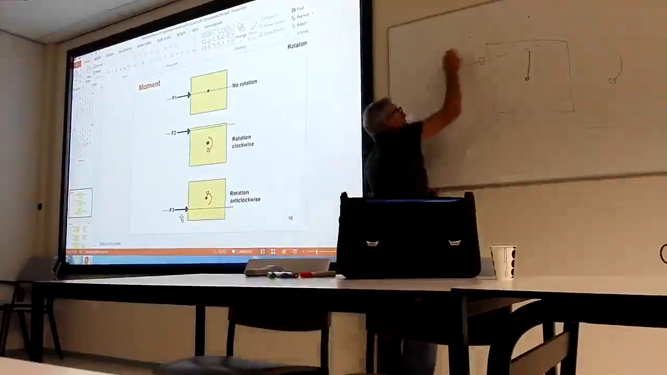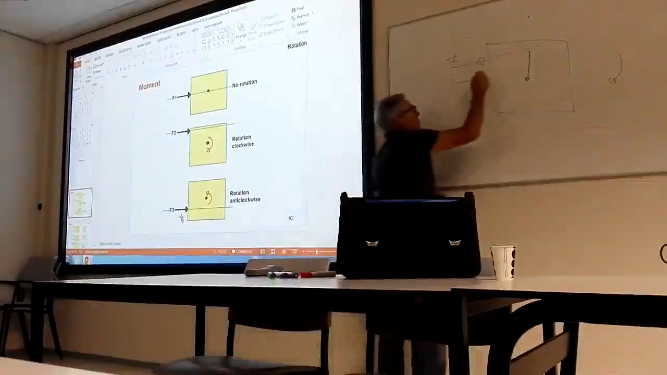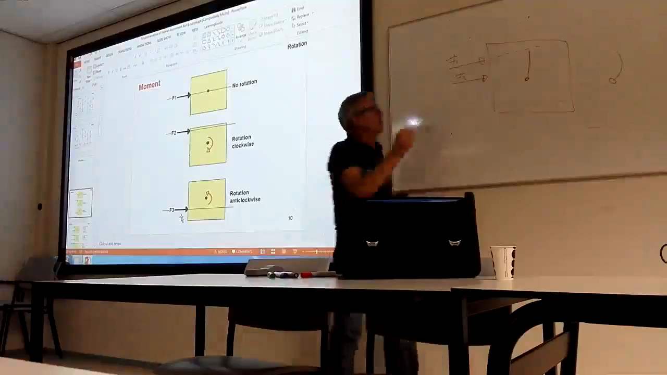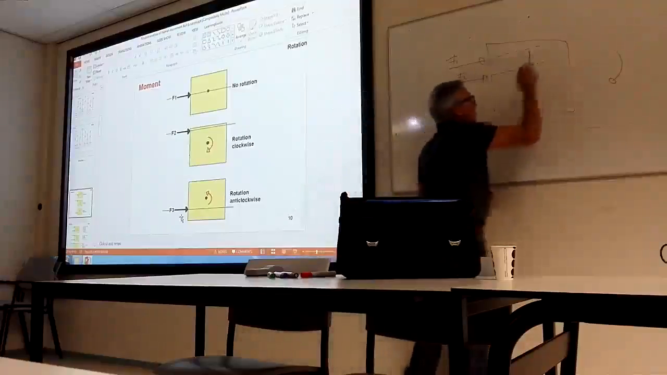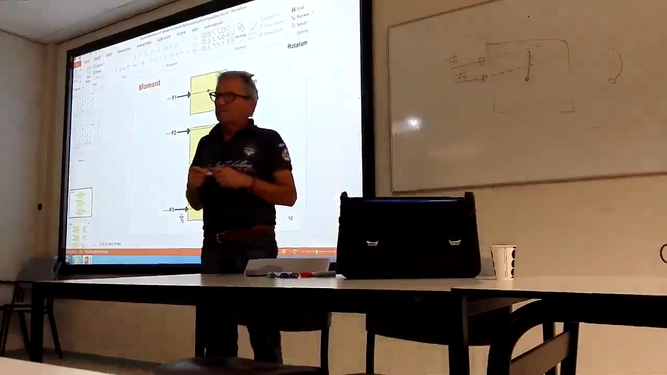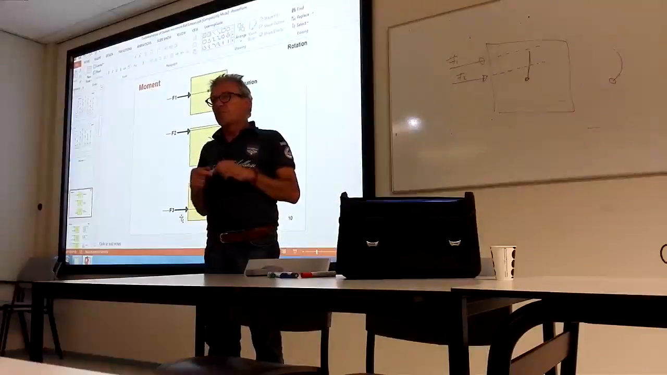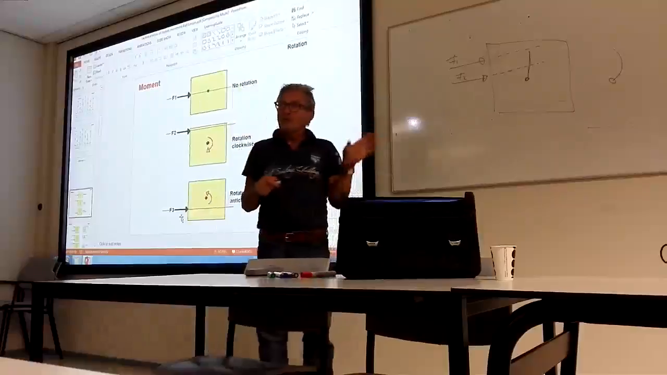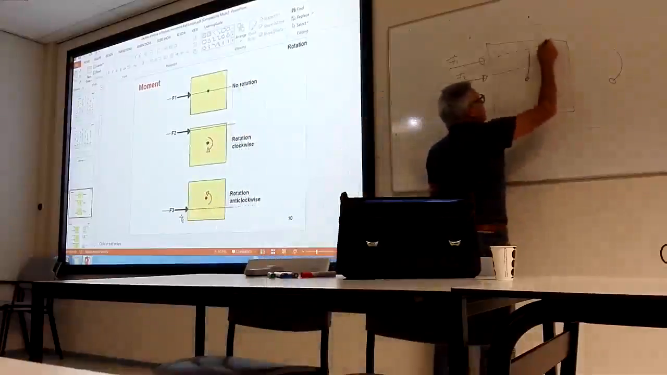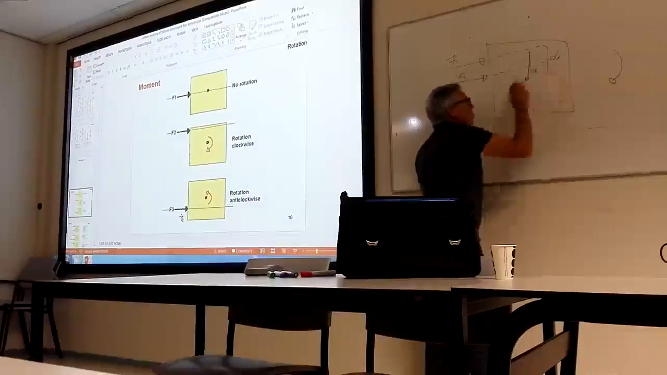So this is force 1, and this is force 2, with this action line here. What's the difference between both? The forces are equal, but this lever arm is smaller. So we call this lever arm here D1, and this lever arm D2.